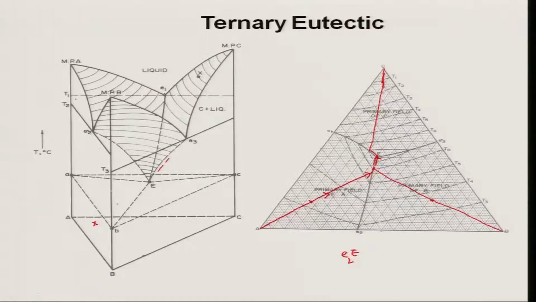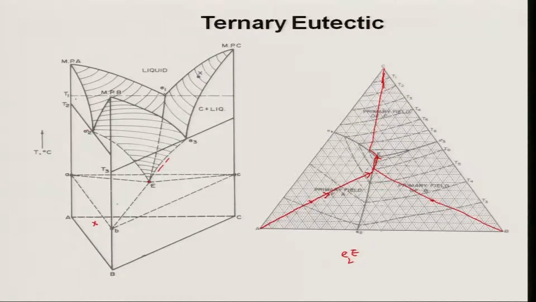Similarly, we can discuss any other cases, but in a ternary eutectic system there are different sets of alloys which can undergo eutectic reactions. Obviously, the most important alloy has a composition corresponding to point E, and this alloy will undergo the ternary eutectic reaction, which is nothing but liquid going to alpha plus beta plus gamma. There are other alloys also which can undergo this reaction. I want to give you some examples. One is this one which I have given.